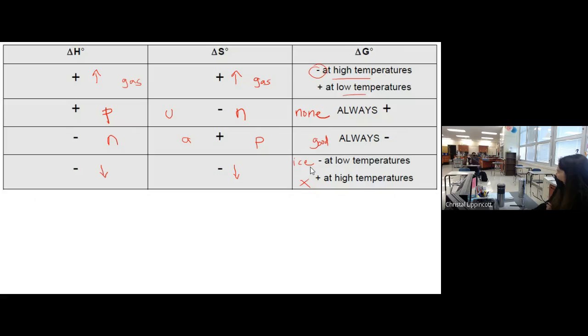However you've got to get this chart memorized, I don't care. Just get it done. Okay.